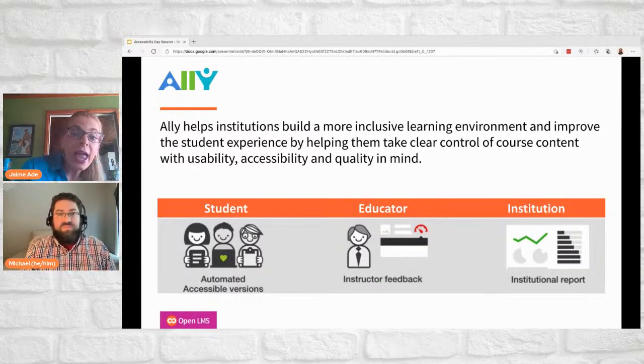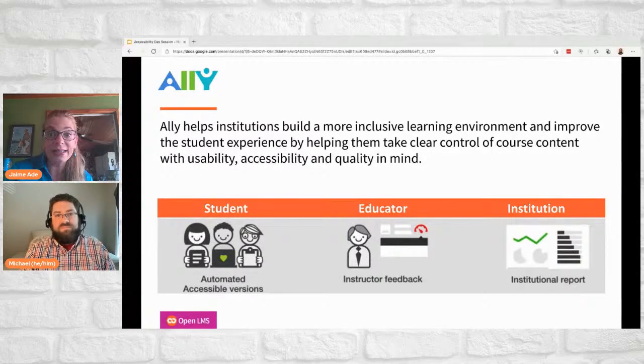educators, and institutions. And what that looks like is on the student level, it has automated, accessible versions of content. On the instructor level, it gives instructor feedback on content in regards to how that content is performing from an accessibility standpoint so that they can make the necessary changes to align with those goals. And then also for the institution, it provides institutional reporting that allows you to see how your larger organization is doing in regards to meeting the accessibility needs of your group. So it really does provide a well-versed ecosystem of accessibility by using the tool Ally.